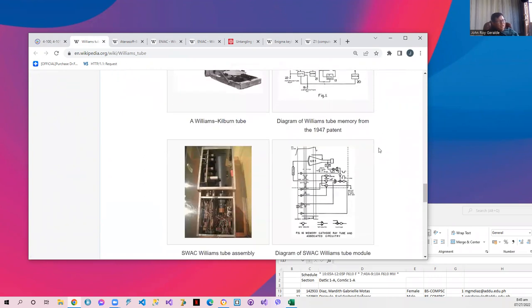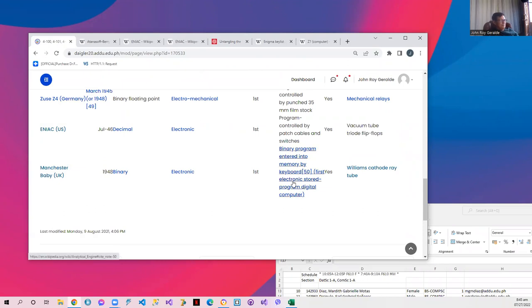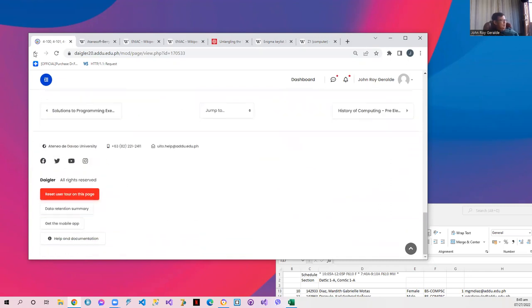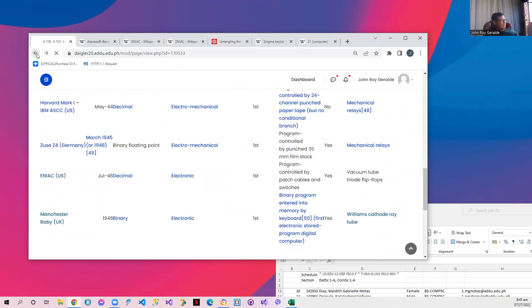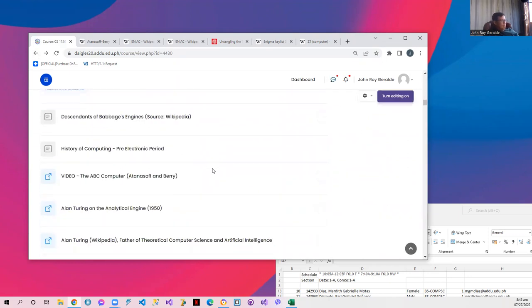Okay. Williams cathode ray tubes. The thing with this is it's binary. No? Now, this is the first computer with a keyboard. Do you follow? The first computer with a keyboard is Manchester Baby. Okay? The first electronic computer is known to be ENIAC. Okay? Do you follow? Any questions so far?